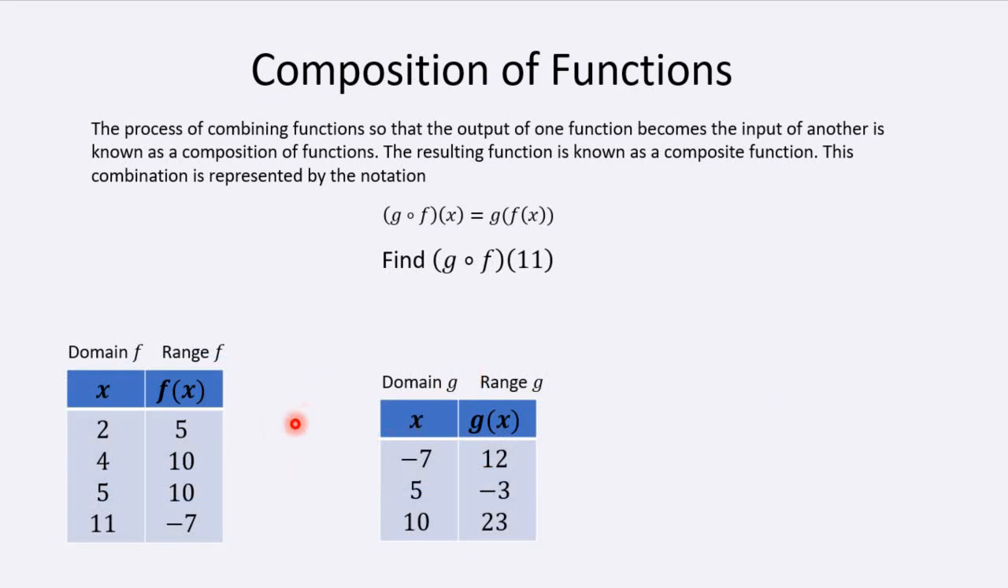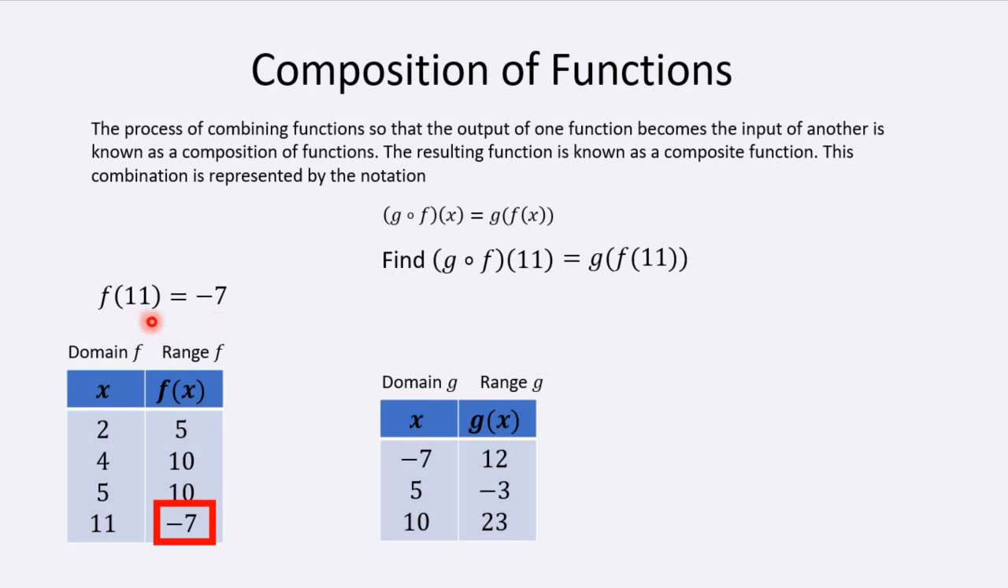So here we have two tables. We have x and f of x, and we have x and g of x. We're going to find g of f of 11. So first we're going to find f of 11, and we're going to plug that value in as the input of g. I find f of 11 by going into the domain of f, identifying the element 11 here, and then finding the value that is assigned, which is -7. So f of 11 is -7.